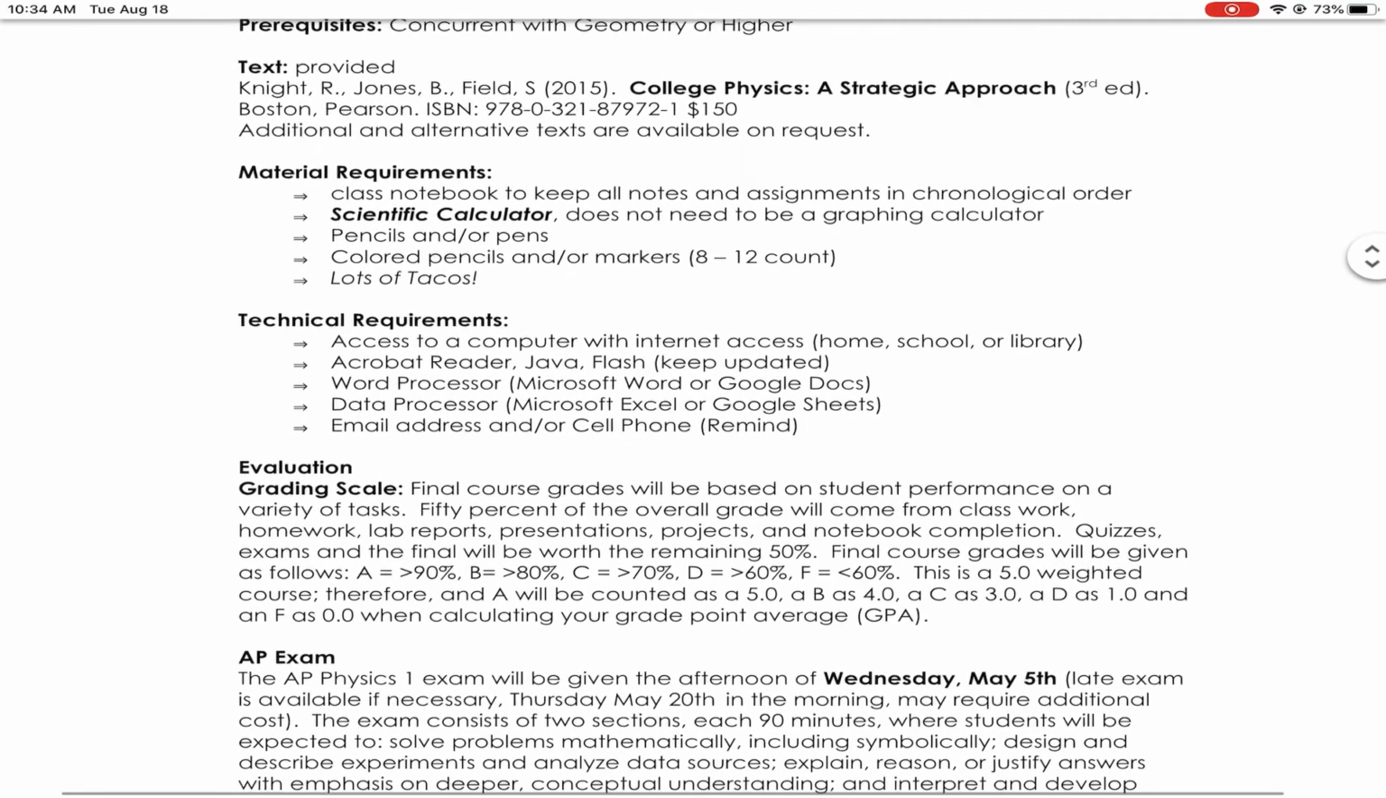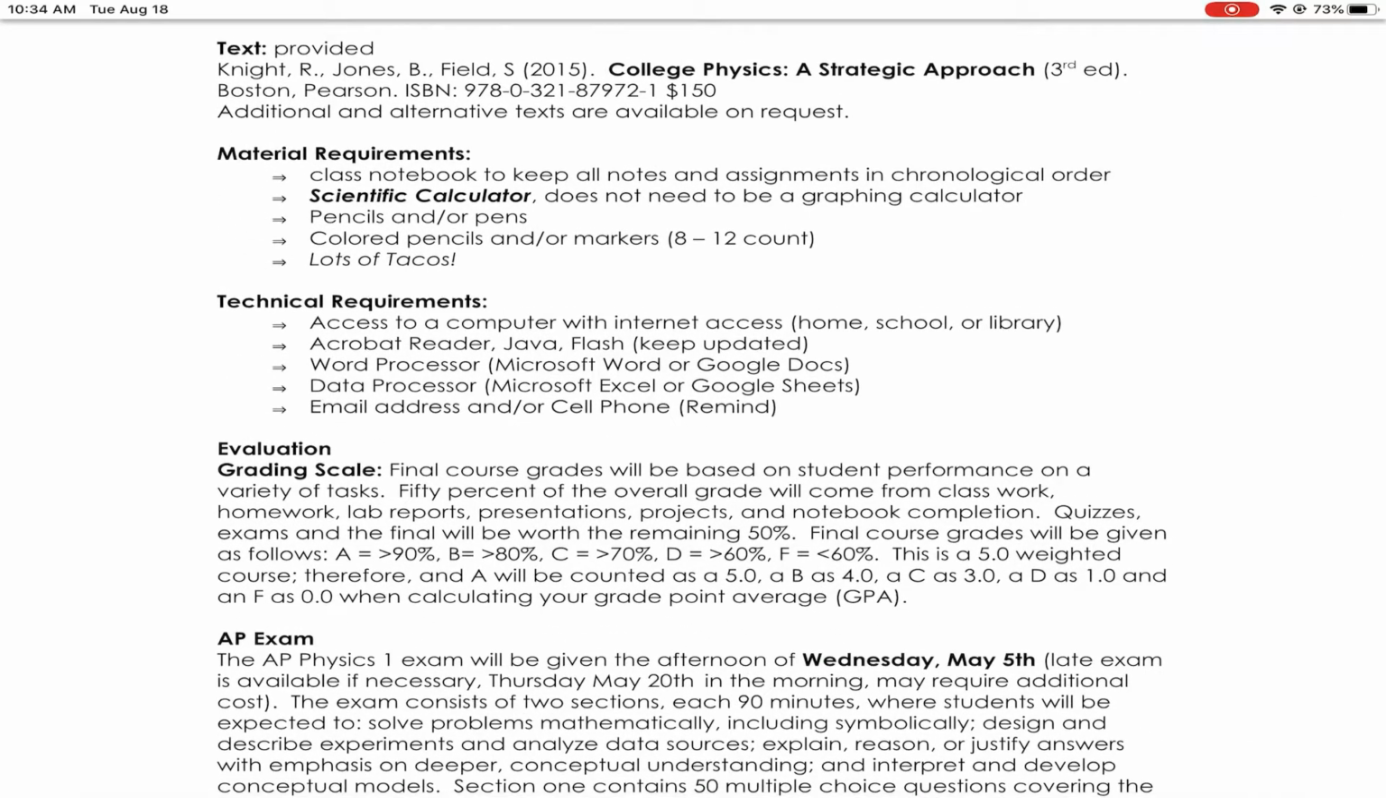What you will need for this class, you're going to need a notebook. In AP Physics, I'm not super crazy about setting it up super specifically. It just needs to be in chronological order and keep track of all your notes and assignments in order.